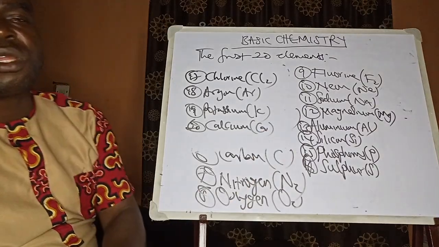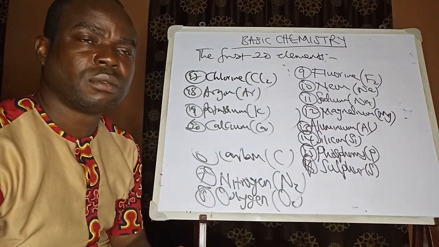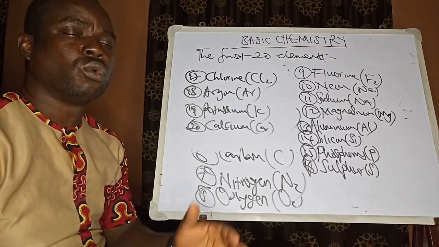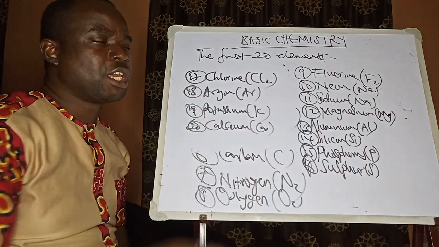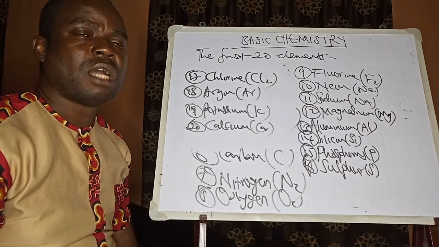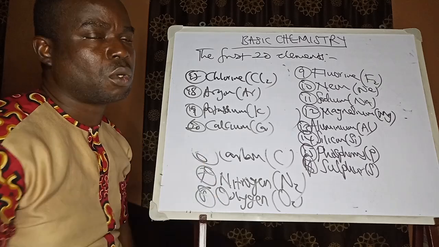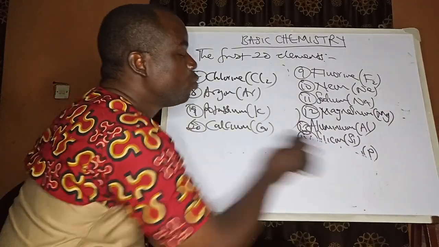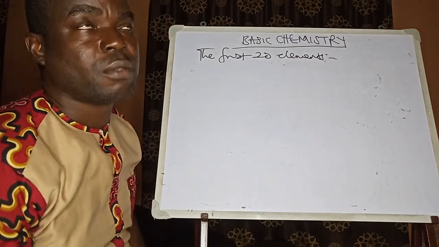Now, as a student of chemistry, you're supposed to know the first 20 elements offhand, meaning that anytime you are called upon to recite the first 20 elements, you should be able to do that. So make a copy of this, and if you have not learned it, learn it well and know what each element is as far as the number is concerned. Now, I want to point out a few key points under this first 20 elements. So pay attention very well.